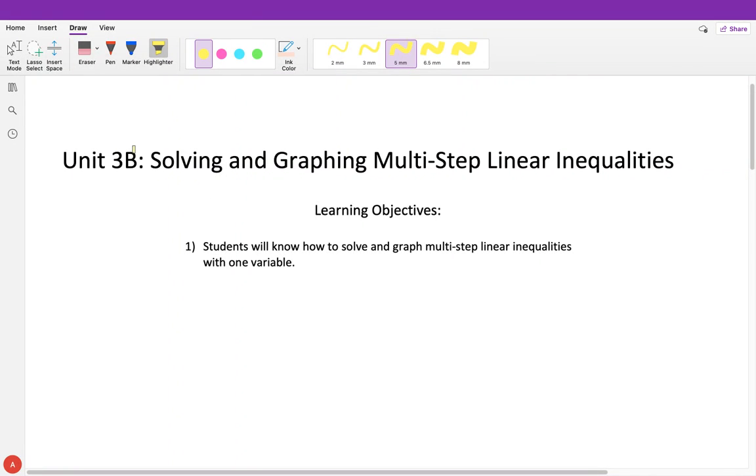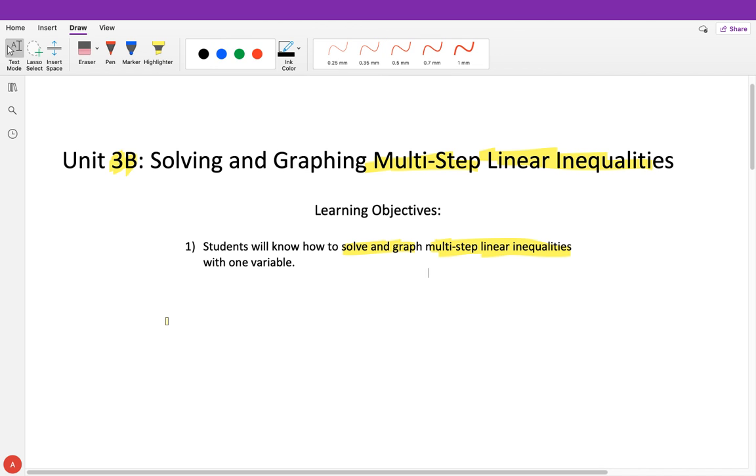So now moving on to the second part of this section, and this is the last part of the section before we have our first assessment on this, and it's going to be solving and graphing multi-step linear inequalities. So you see it's very similar to what we were doing in the beginning of the year with solving equations, but now we're looking at it as inequalities. And your objective for today is you'll know how to solve and graph multi-step linear inequalities.